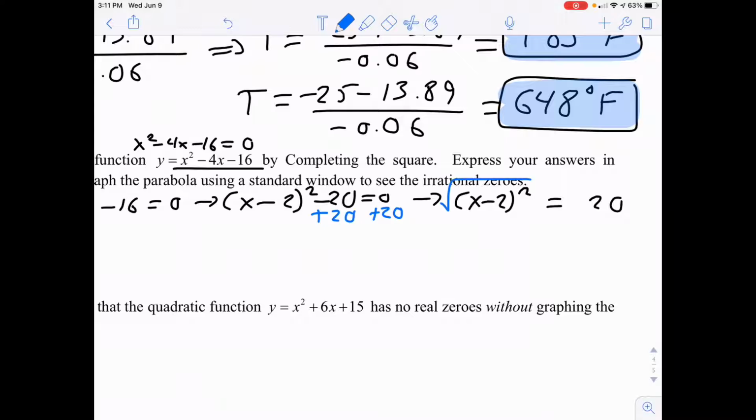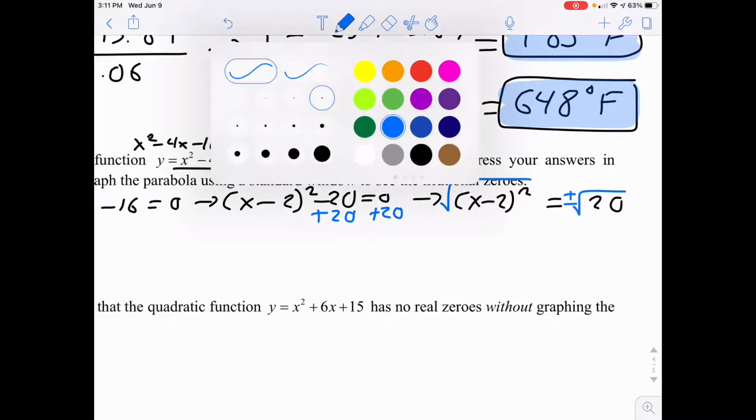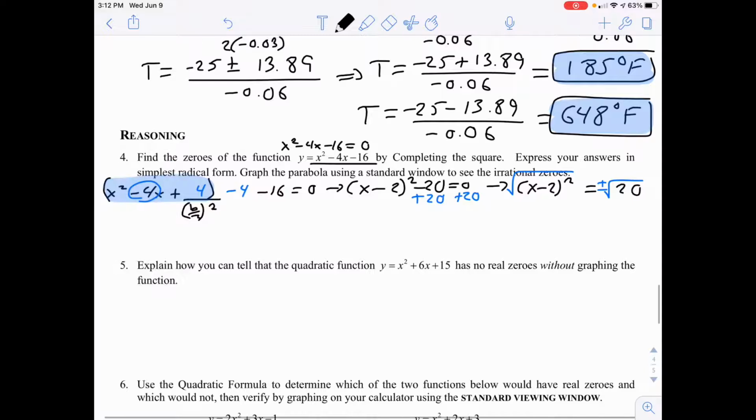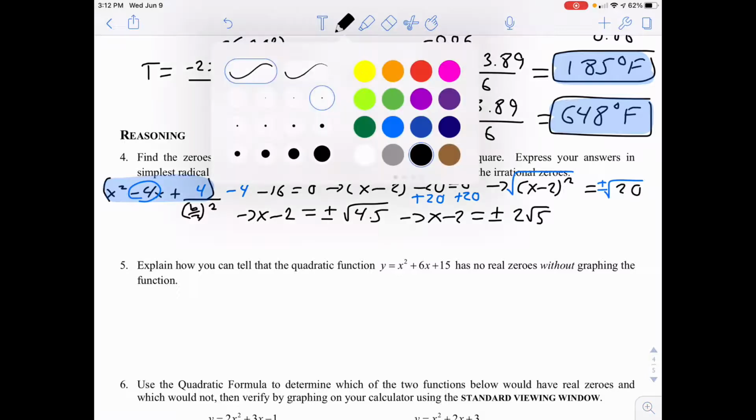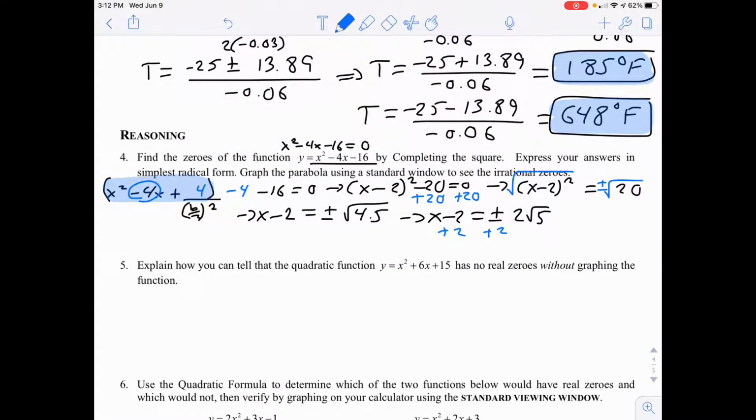When we square root that, plus or minus square root 20, we get x minus 2 equal to plus or minus the square root of 4 times 5. Now the square root of 4 is 2, so this would be 2 radical 5. Go ahead and add 2 to both sides to get x by itself. And x is equal to 2 plus or minus 2 radical 5.